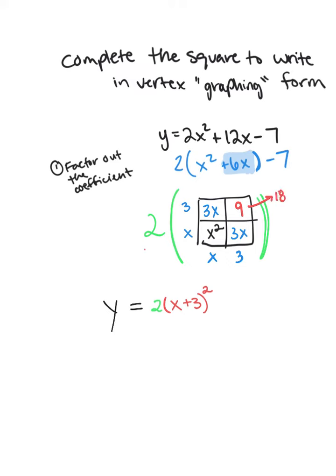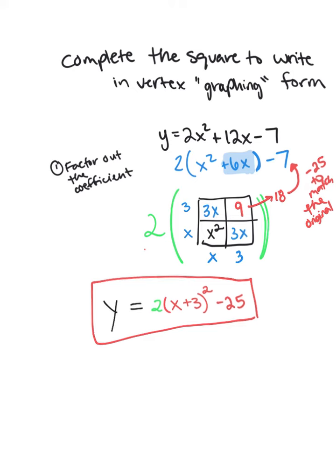And we need to turn our square from an 18 back to matching the original of -7. So to go from 18 all the way back to a -7, we would need to subtract or take off 25 to match the original. So to finish completing the square, or our vertex form, we would need to take off 25. And now we have rewritten the equation in graphing or vertex form.